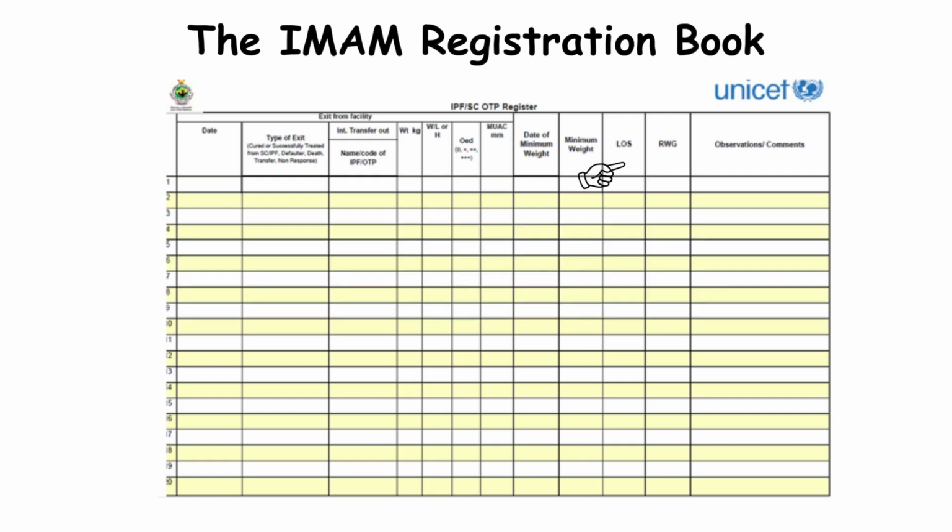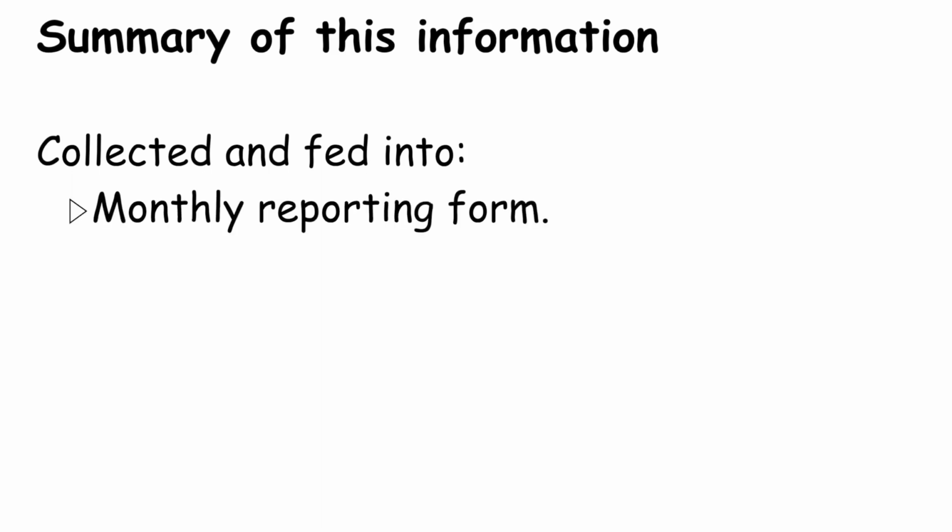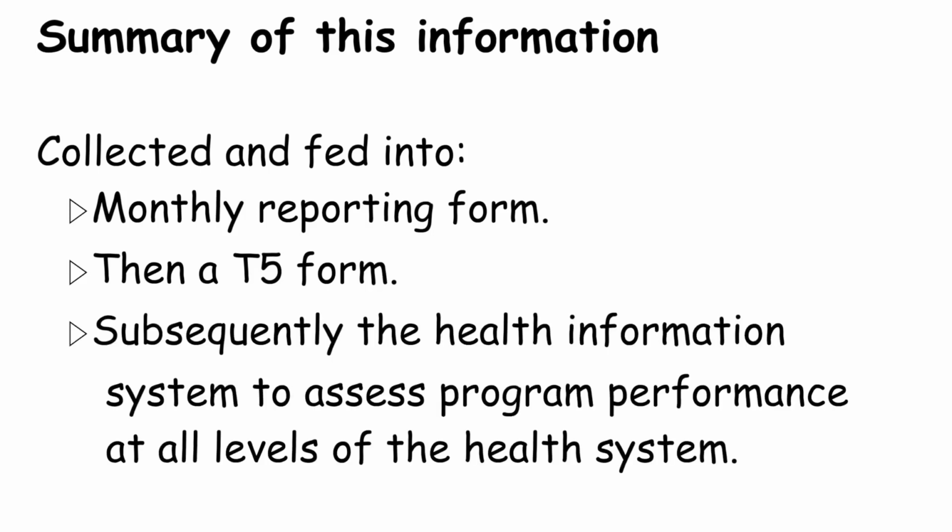Length of stay, LOS. Record the number of days between admission and discharge for all patients. Comments. Record anything of importance about the patients and their stay in their program. For example, the child is an orphan, readmission, breastfeeding established on discharge, etc. Another summary of this information is collected and recorded on what is referred to as a monthly reporting form, and then a T5 form, and subsequently the health information system, allowing us to observe program performance at all levels of the health system.